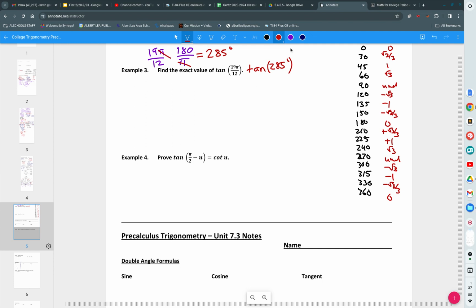I now need you and the people at your table or partner to come up with two sets of angles. I want two angles that add to 285 and two angles that subtract to 285. Come up with something, okay? Take 30 seconds, come up with two. Go.